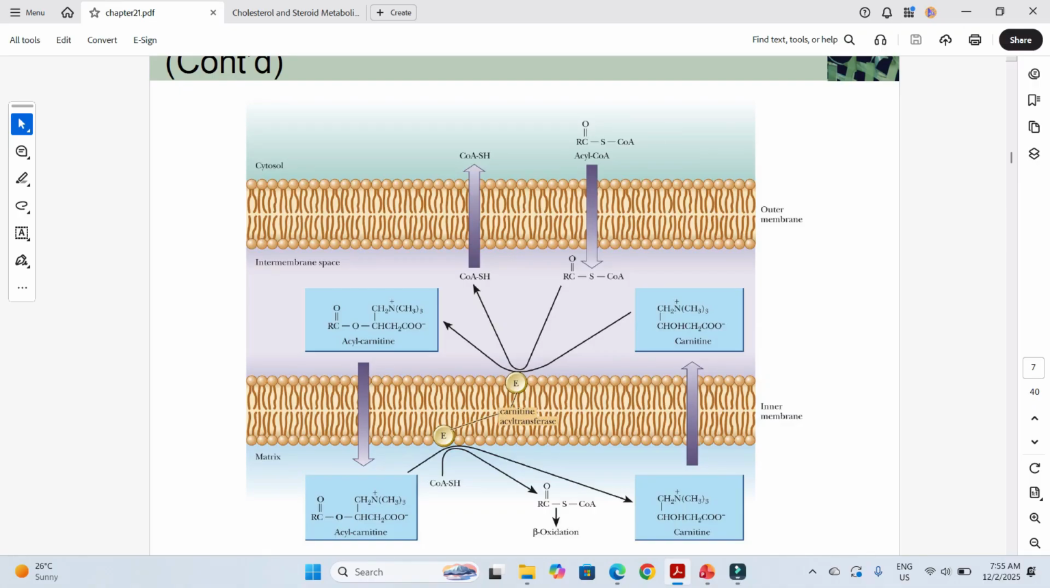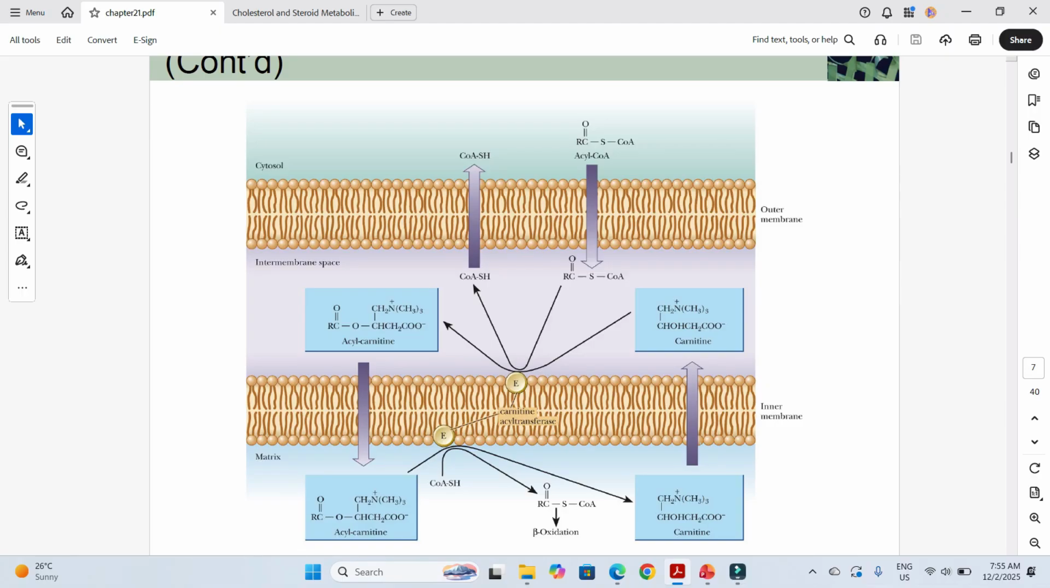I'm referring to carbon number... well, actually, this is 1, 2, 3, 4. Carbon number 3. At carbon number 3, the hydroxyl group will act as a nucleophile. It's going to displace the coenzyme A group upon its reaction with the fatty acyl-CoA, producing fatty acyl carnitine, and of course displacing the coenzyme A. Now, the displaced coenzyme A will simply diffuse back into the cytosol.